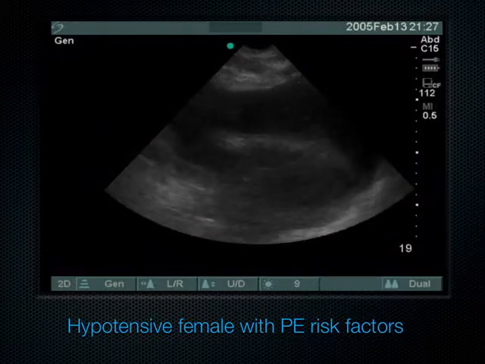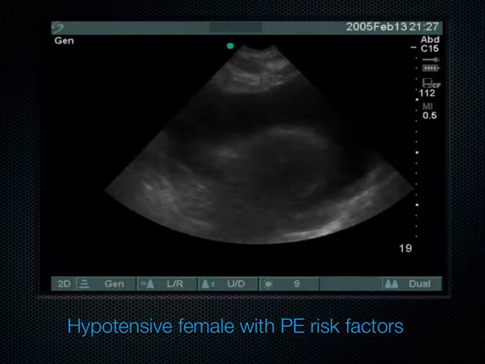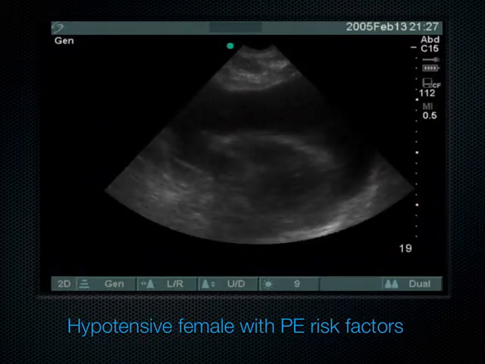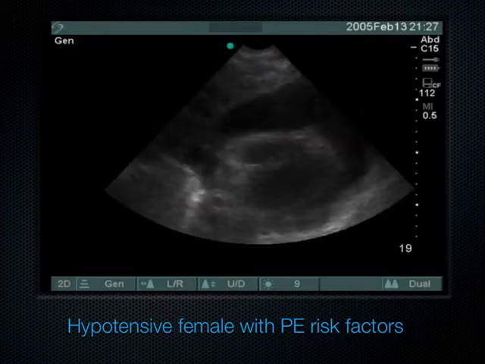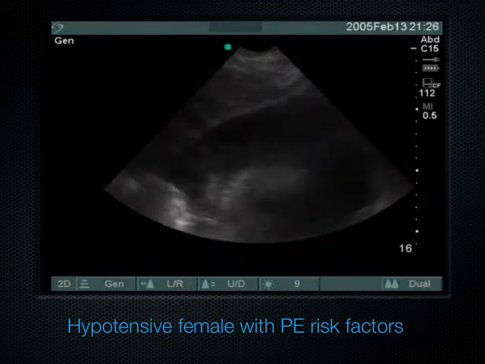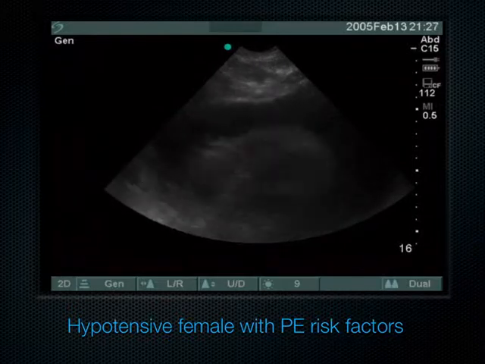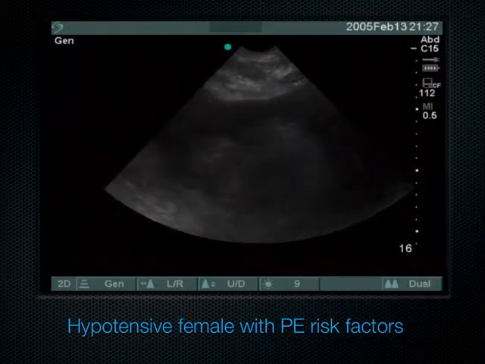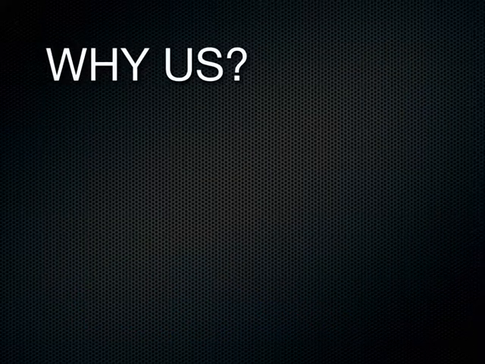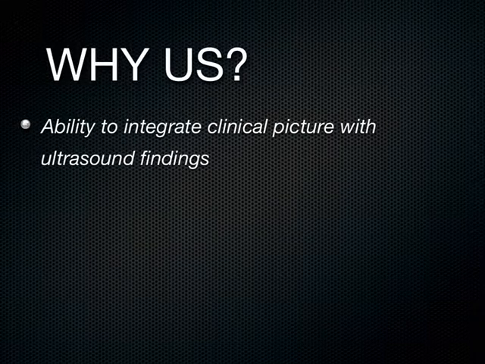Actually, the ultrasound really saved us from pushing thrombolytics, because then it would have been really difficult to do a pericardiocentesis on somebody we just gave thrombolytics to. We would have had a real problem with reaccumulation and that kind of stuff. So that's a good reason to think about why we should be doing cardiac ultrasound, because we had the ability right there to integrate the clinical picture with the ultrasound findings.